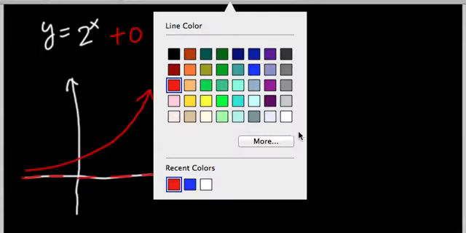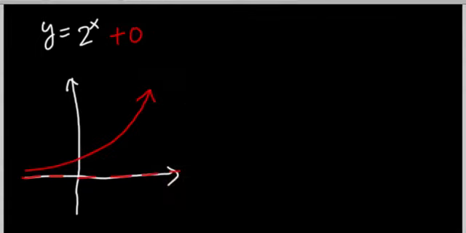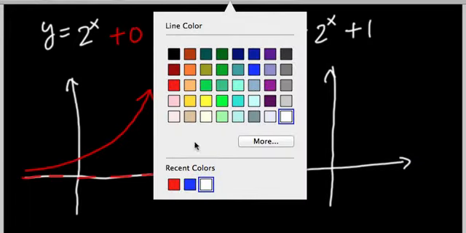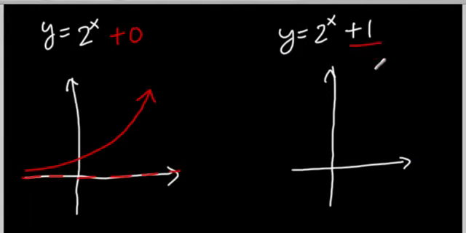Let's try a different graph. Let's try y is equal to 2^x plus 1. So what this would do in this case is the first thing we have to draw is the asymptote. So we can see that the asymptote is y = 1. So we would draw that right there, right? And we can see that this is 2^x, so it's exponential growth. So it would grow right up there.